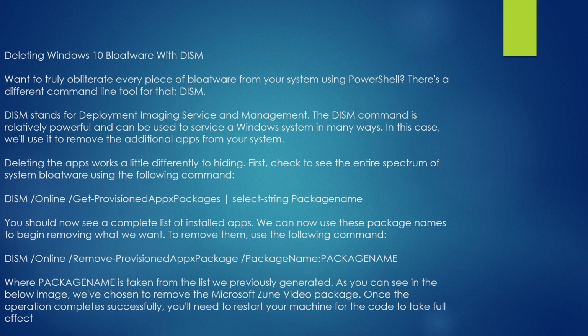Deleting the apps works a little differently to hiding. First, check to see the entire spectrum of the system bloatware using the following command: DISM /online /Get-ProvisionedAppxPackages | select-string Packagename. You should now see a complete list of installed apps. We can now use these package names to begin removing what we want. To remove them, use the following command: DISM /online /Remove-ProvisionedAppxPackage /PackageName:packagename, where packagename is taken from the list we previously generated.